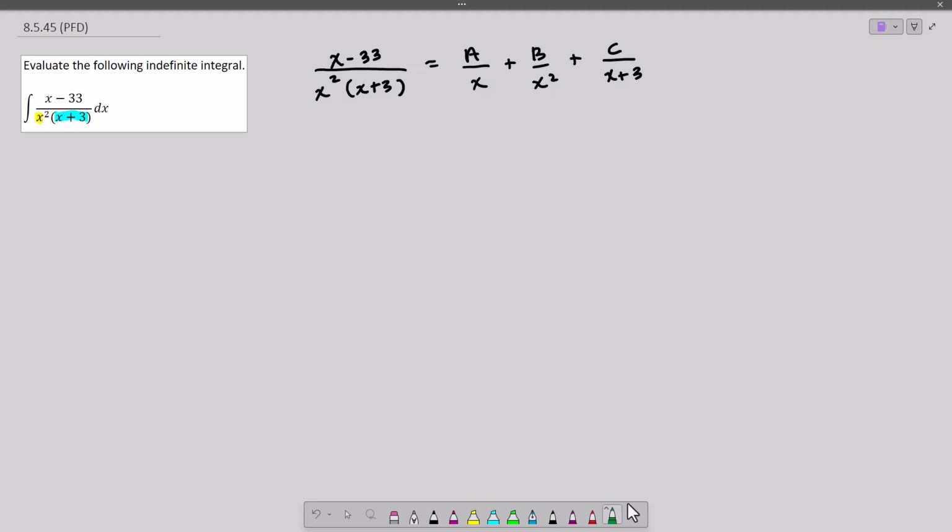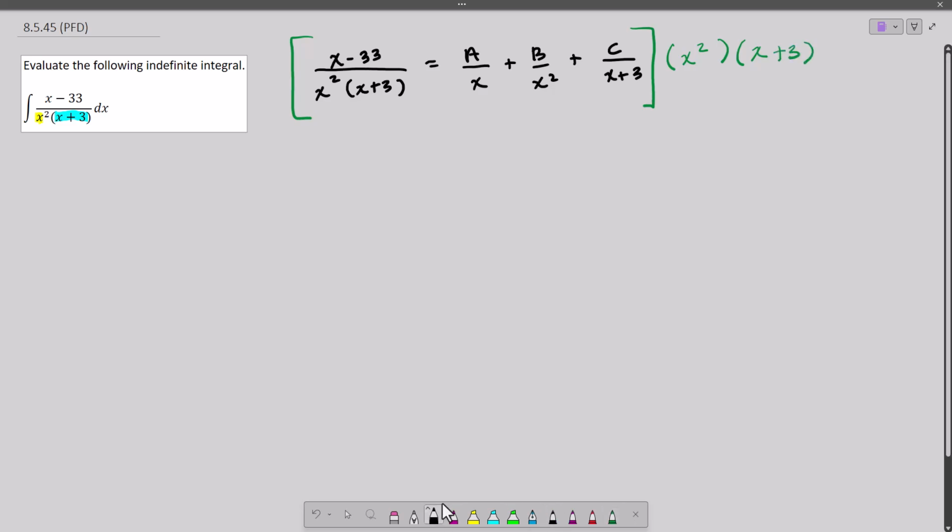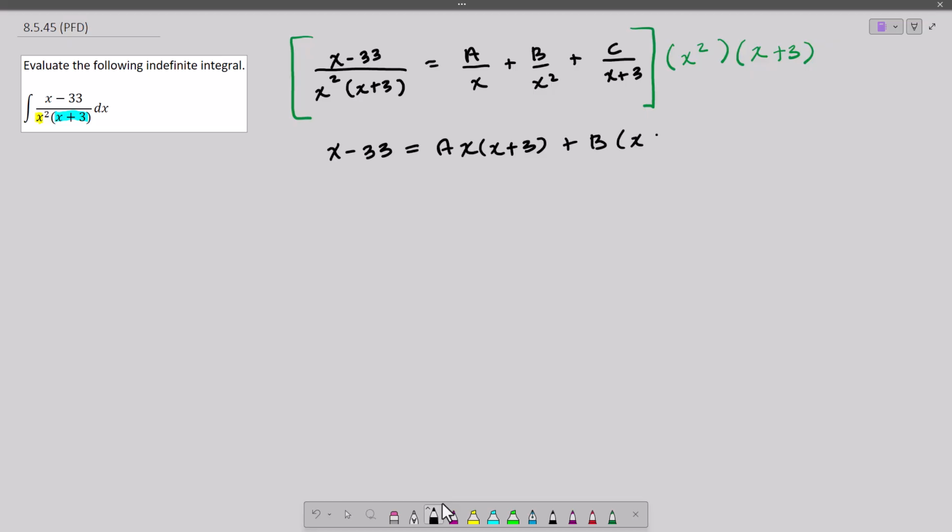We now multiply the entire equation by the left denominator. And when that distributes, we end up with our PFD equation that looks like this. So the distribution creates some cancellation. And we're left with that as our PFD equation.